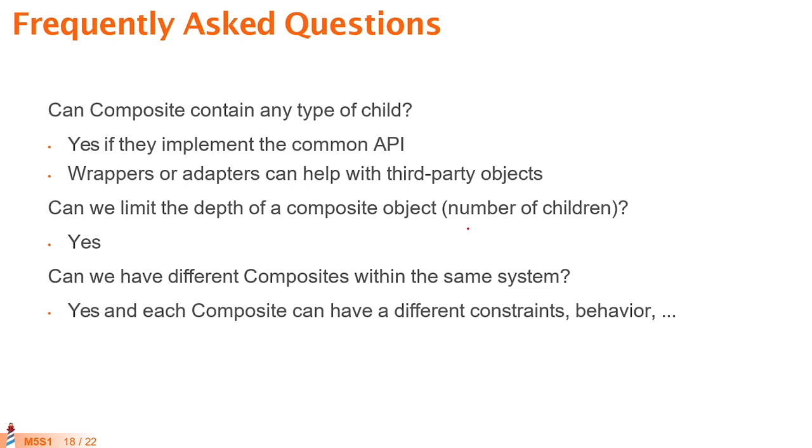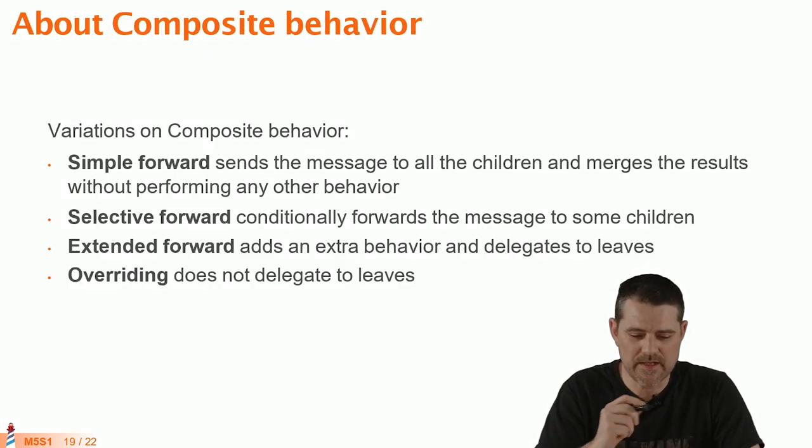Can we limit the depth of a composite object, the number of children? Of course we can in the composite class. So in the add and remove methods, I can check the depth, for example. And then, can we have different composites in the same system? Yes, and each composite in the system can have different constraints and different behavior.